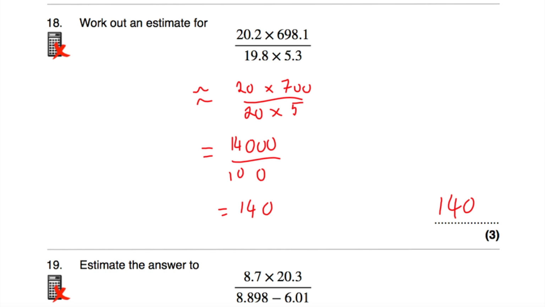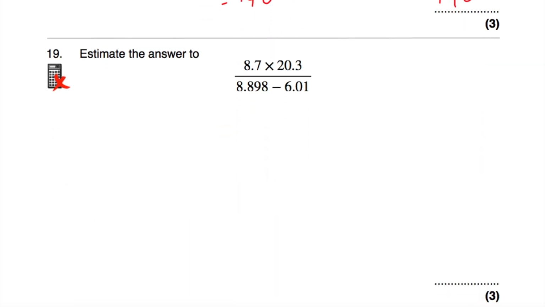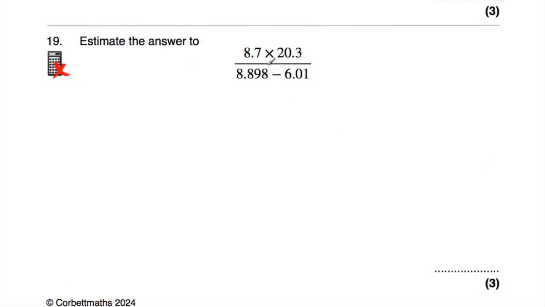Okay, let's look at our next question, question number 19. So question number 19, we've been asked to work out an estimate to 8.7 multiplied by 20.3 over 8.898 subtract 6.01. So here I'm going to round the numbers to one significant figure, 8.7, so that's closer to 9 than it is to 8. 20.3, well, that's closer to 20 than it is to 30. 8.898, that's closer to 9 than it is to 8, so that's 9. Subtract 6.01, that's closer to 6 than it is to 7.